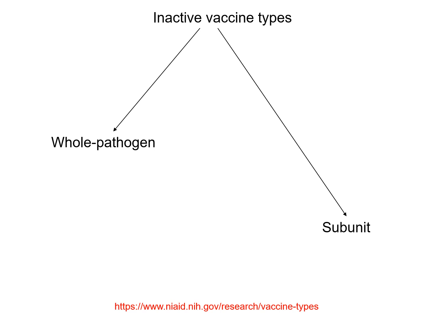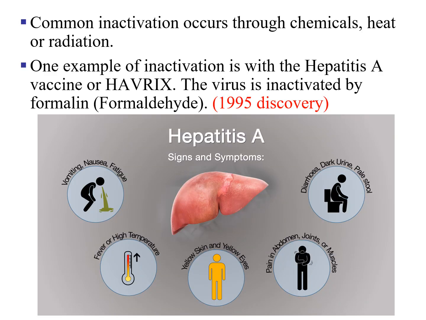The inactivated vaccine can be separated into two types. We can take the whole pathogen and deactivate it, so it's dead. Or we can take a portion of the pathogen called a subunit. Common inactivation occurs through chemicals, heat, or radiation. One example of inactivation is with the hepatitis A vaccine.